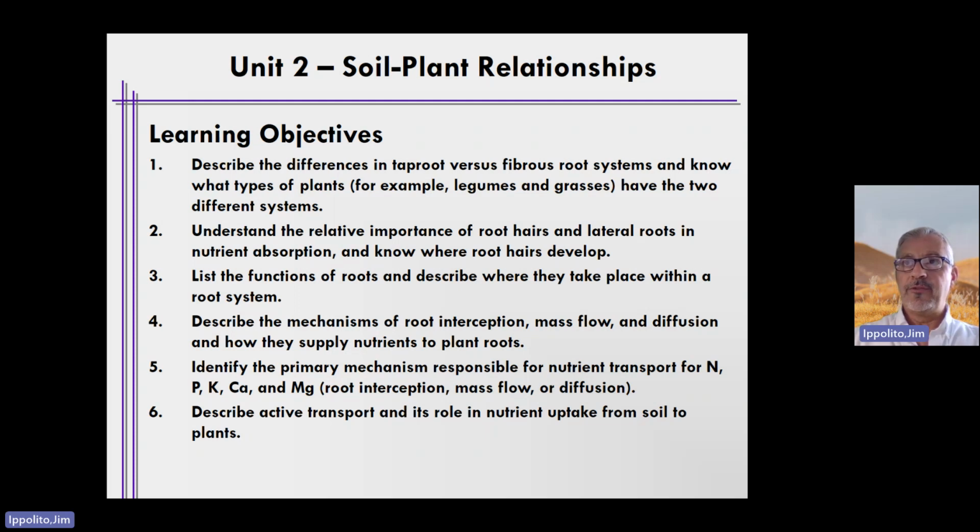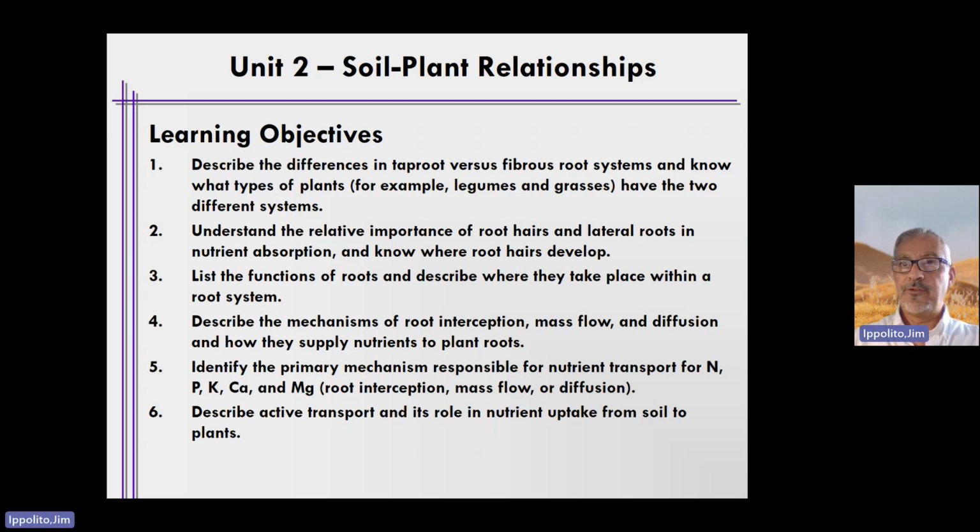Objective 3, you should be able to list the functions of roots. There are 4, and describe where they take place within the root system. Objective 4 is describe the mechanisms of root interception, mass flow, and diffusion, and how they supply nutrients to plant roots. Each one is slightly different. And then tied together with objective number 4 is objective number 5. And number 5 is that you should be able to identify the primary mechanism responsible for nutrient transport of nitrogen, phosphorus, potassium, calcium, and magnesium with respect to root interception, mass flow, or diffusion. So we'll tie both 4 and 5 together.